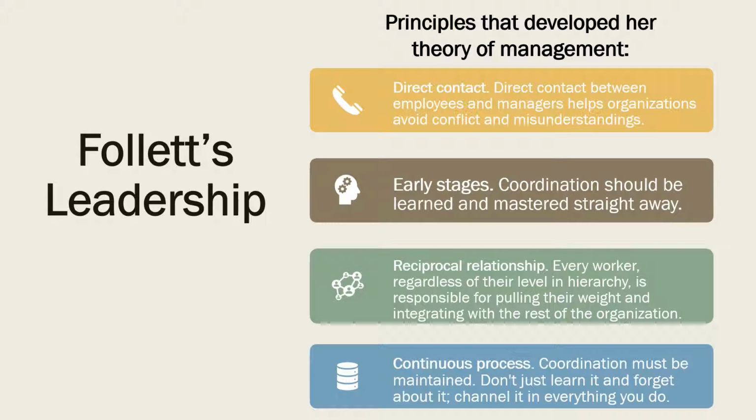The principles that developed her theory of management include direct contact, which is contact between managers and workers. She says that coordination with the employee should be done at the early stages, and there is a reciprocal relationship between the workers, regardless of their level within the organization. Ms. Follett also believes that there is a continuous process of coordination within the organization.